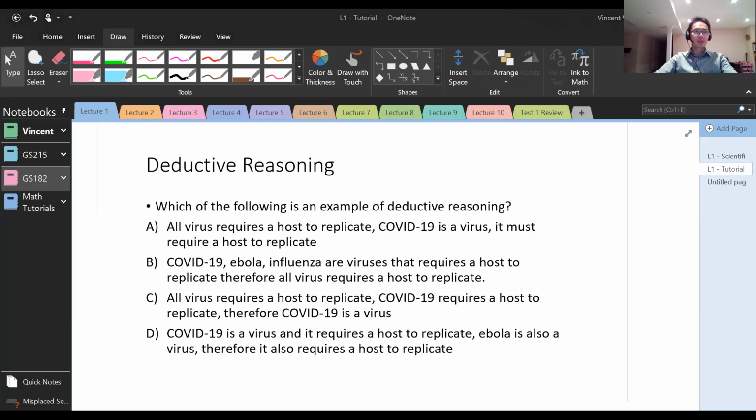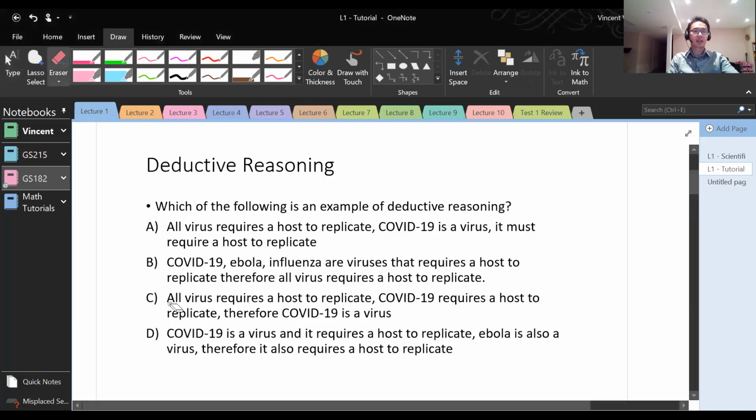So let me share the results. You can see that we have a lot of people choosing A and C, right? And that's typical. That's what most people choose when I give them this question, either A or C. So let's talk about this, right?